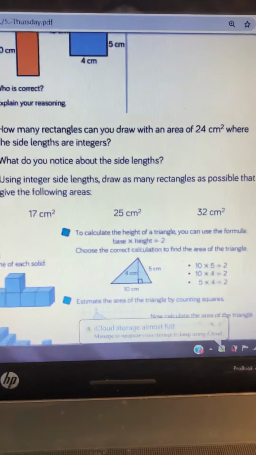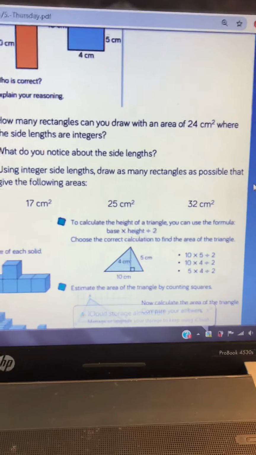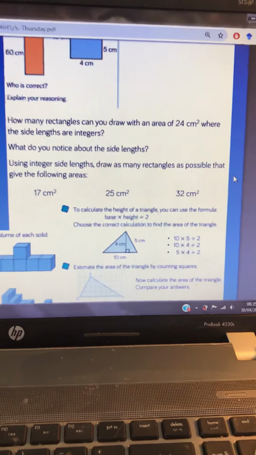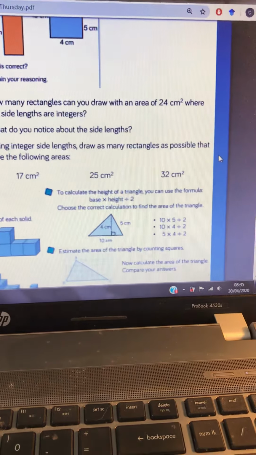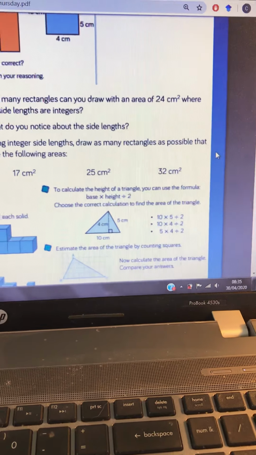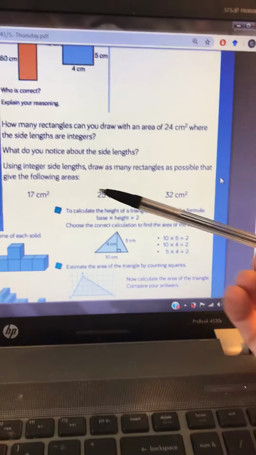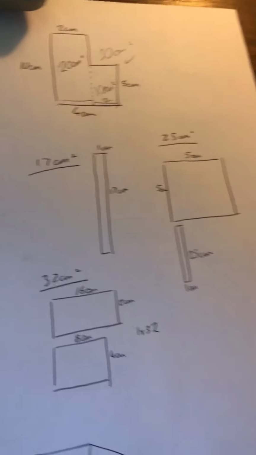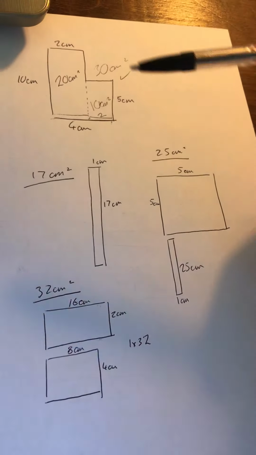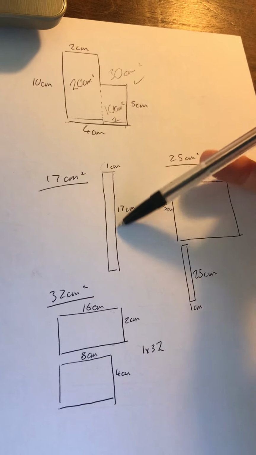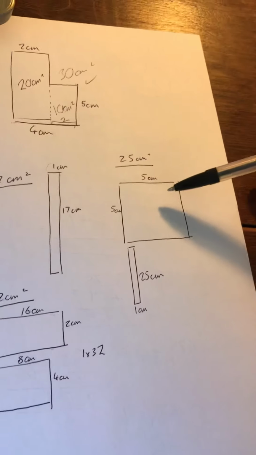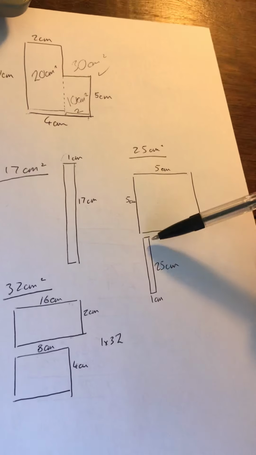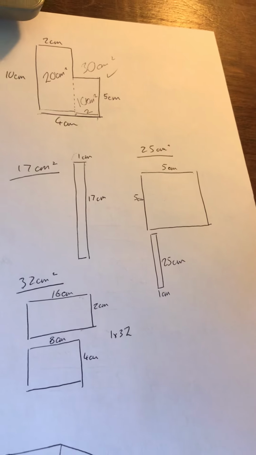Then, have a look here. Using integer side lengths, so again, whole numbers, draw as many rectangles as possible that give the following areas. So because we're using whole numbers, it's limited our options significantly, and it's no surprise that they've started with a prime number. So the only rectangle with integer sides of 17 square centimetres would be 1 by 17. For 25, I can do 5 times 5 is 25, and 25 by 1.